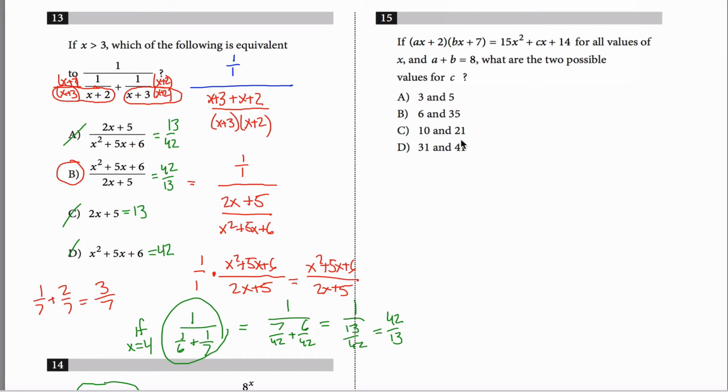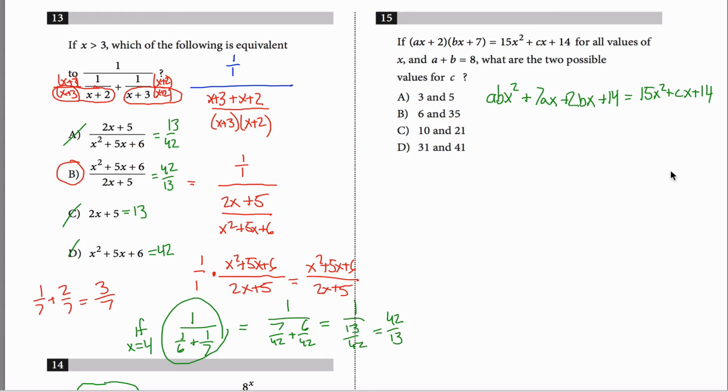Okay, and number 15, this problem is a mess. Here's one way you could solve it. If you look at this thing on the left versus this thing on the right, they look nothing alike, right? This is the factored form, this is the expanded form. So let's get them to look similar. Let's FOIL this out. I do a times x times b times x, which gives me abx squared. And then ax times 7 gives me 7 of these ax things. And then bx times 2 gives me 2 of these bx things. And then 7 times 2 gives me 14. So if this equals this, then this mess right here must also equal this.